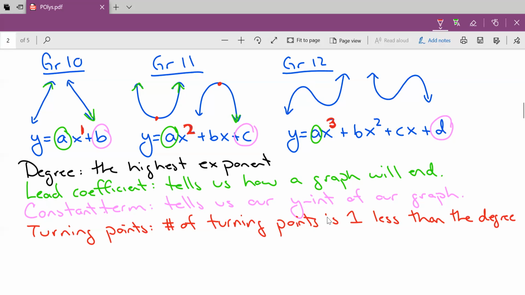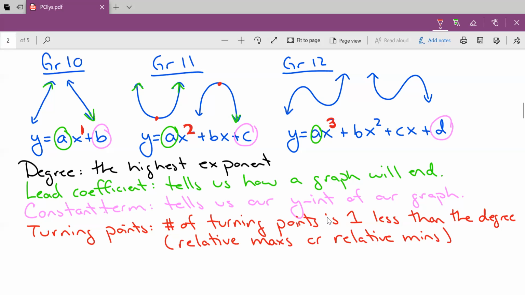Simple as that. Now, I want to give that a slightly better term than turning points. We're going to refer to these turning points as relative maximums, relative maxes, or relative mins. Turning point is kind of a heuristic definition. I can look at it and say, yeah, that's where my graph turns around. The proper term is relative max or relative min.